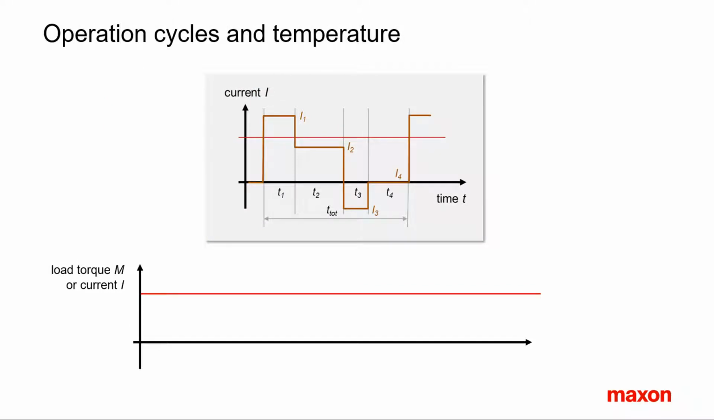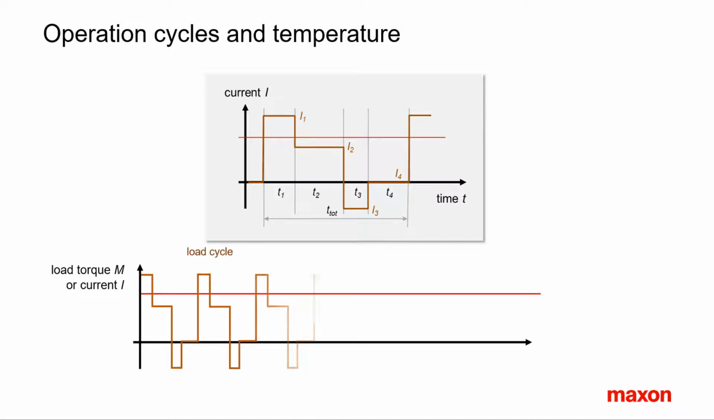Let's assume an operation cycle consisting of 4 load phases T1 to T4 with different current levels I1 to I4. As you can see, during phase 1 the current is higher than the maximum permissible current, while the current in phase 4 is 0. Overloading the motor in phase 1 is not critical, as long as the overload current is not too high and the duration is short enough compared to the thermal reaction time of the motor winding. And that's typically at least several seconds.